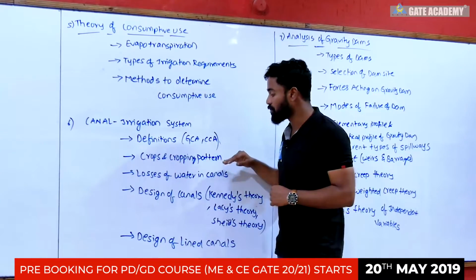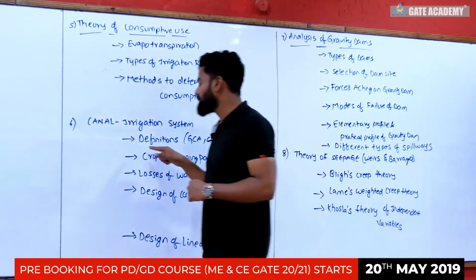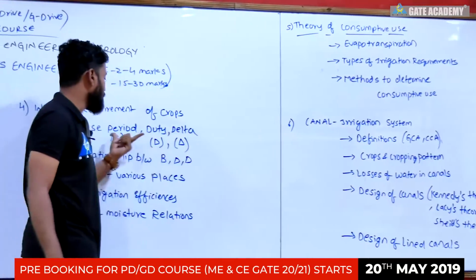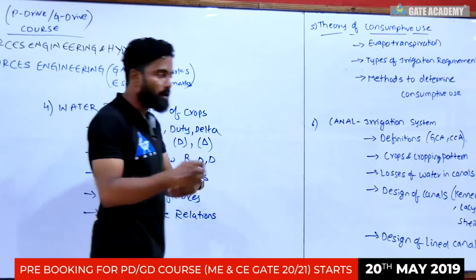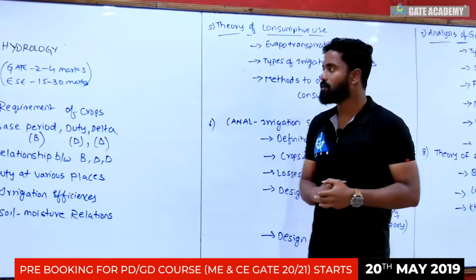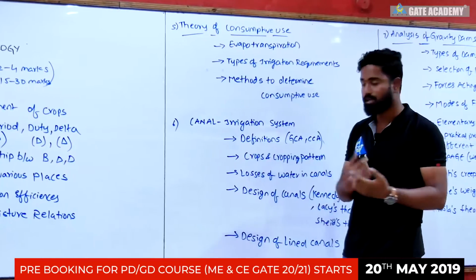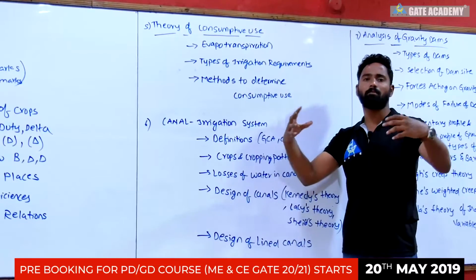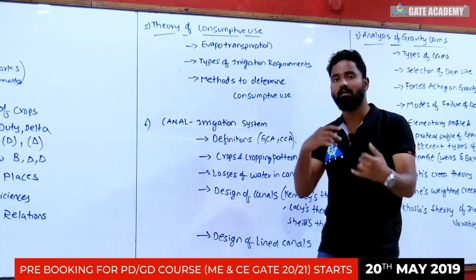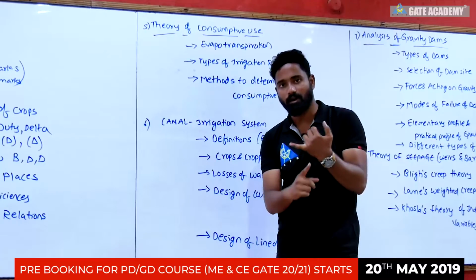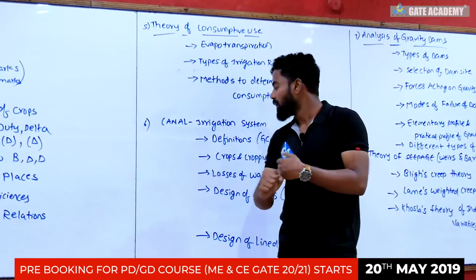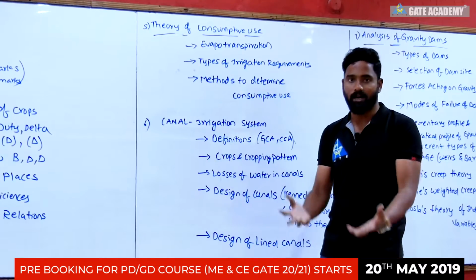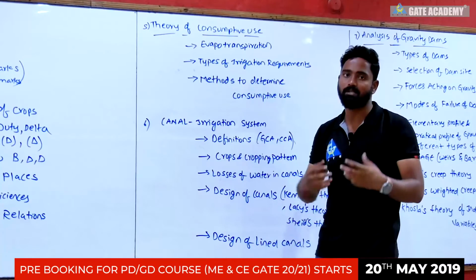Next, crops and cropping pattern. This one and this one will be interlinked. Crops and cropping pattern and base period, duty, delta will be interlinked, and questions are generally asked in both GATE and engineering services. So crops and cropping pattern, different types of crops. Cropping pattern, like what are the seasons we have? We have Kharif season, summer season, Rabi season. Like in Kharif season, what are the crops? The best example for a Kharif crop is rice, and the best example for a Rabi crop is wheat.